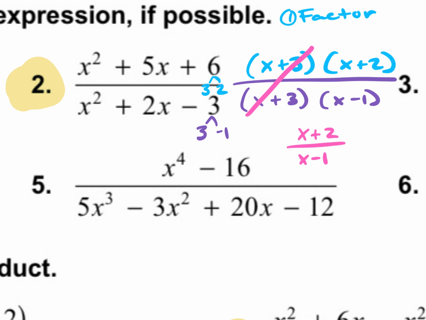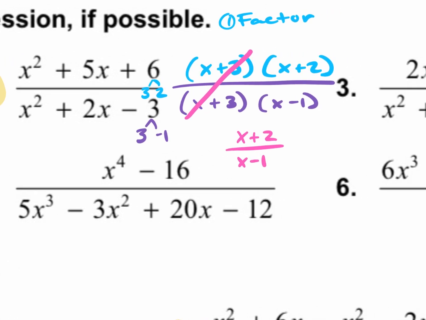And then what do I have to do next? The domain. I have to say x plus 3 does not equal 0. So I subtract 3 on both sides. So what does x not equal? -3. Perfect.